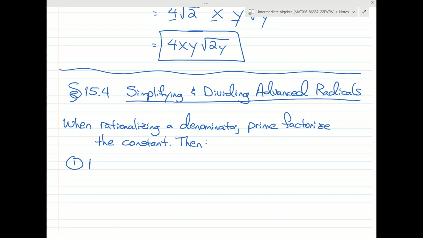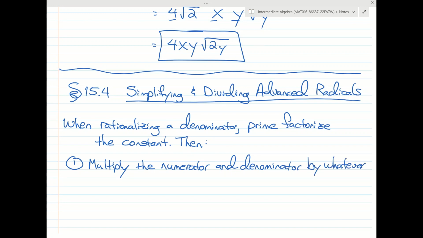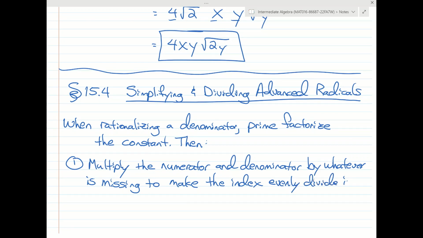All right, first thing is multiply the numerator and denominator by whatever is missing to make the index evenly divide into the radicand's power.